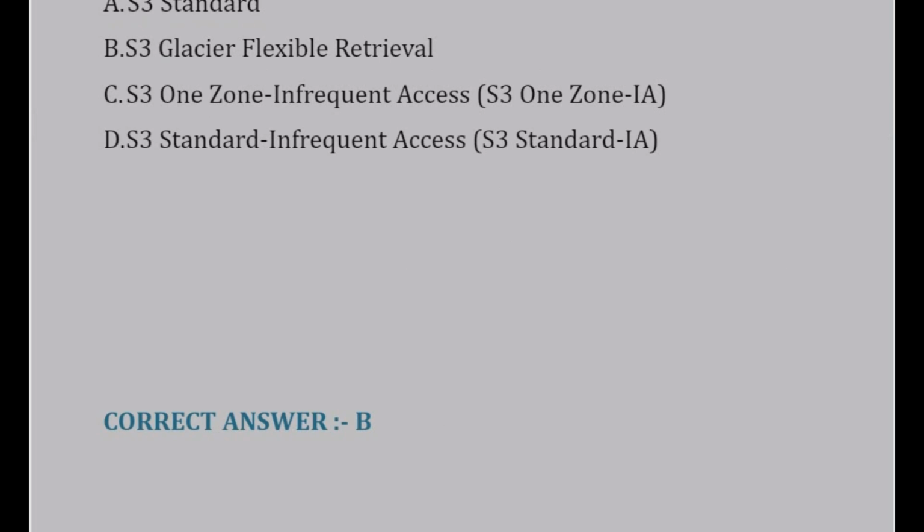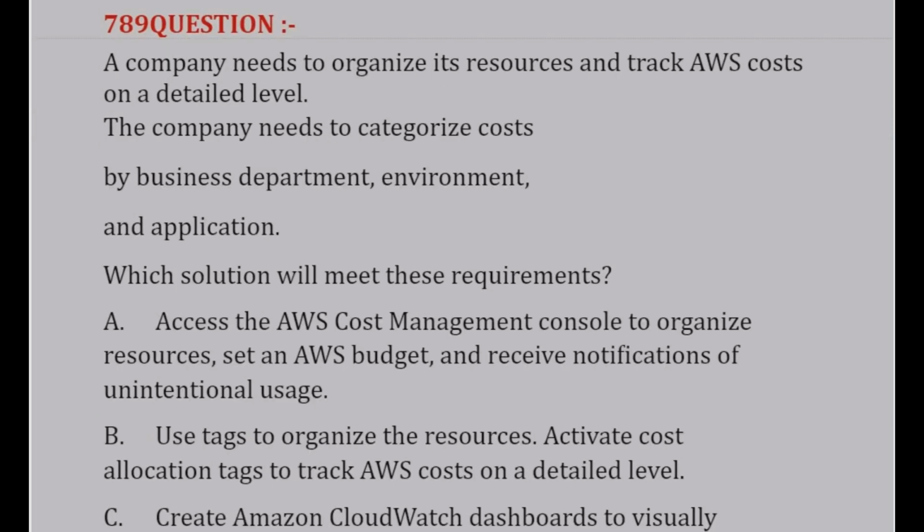Correct answer is option B. Question is, a company needs to organize its resources and track AWS cost on a detailed level. The company needs to categorize cost by business department, environment, and application. Which solution will meet these requirements?